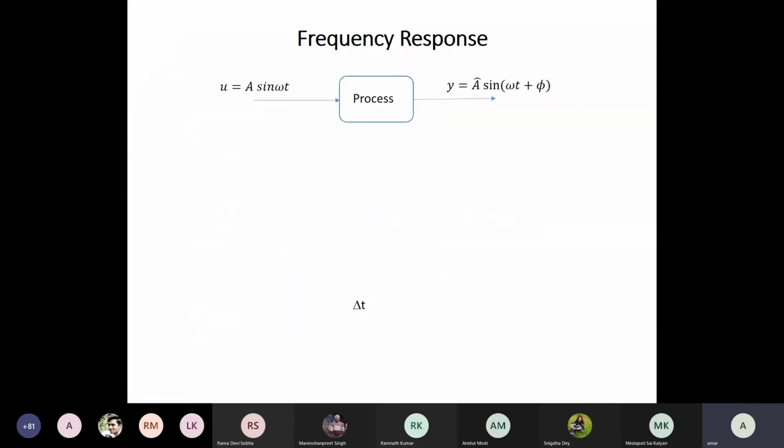Frequency response analysis is pretty simple. In the Laplace domain analysis, normally we have taken the input as a step, a pulse or a ramp input. But in the case of frequency response analysis, the input is only a sinusoidal or oscillatory input. If you give a sinusoidal input to a process, then we get again a sinusoidal output, or a sine wave. So give a sine wave as an input and you get a sine wave as an output.